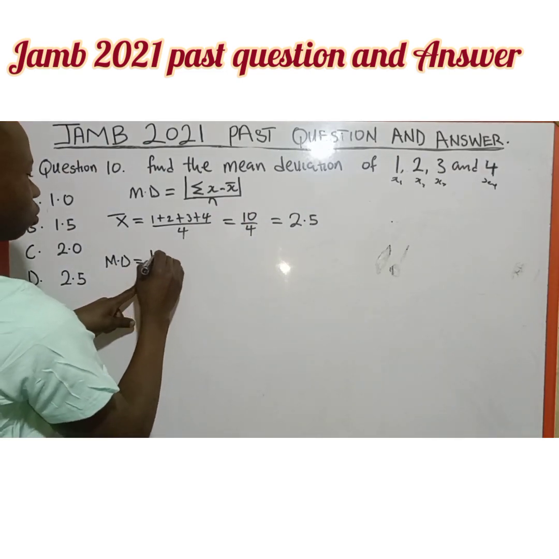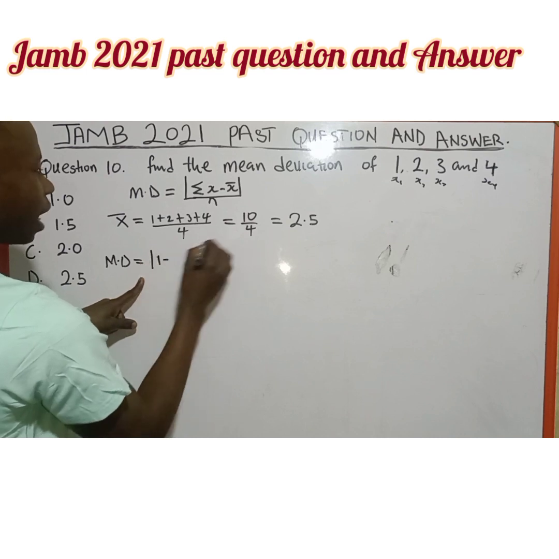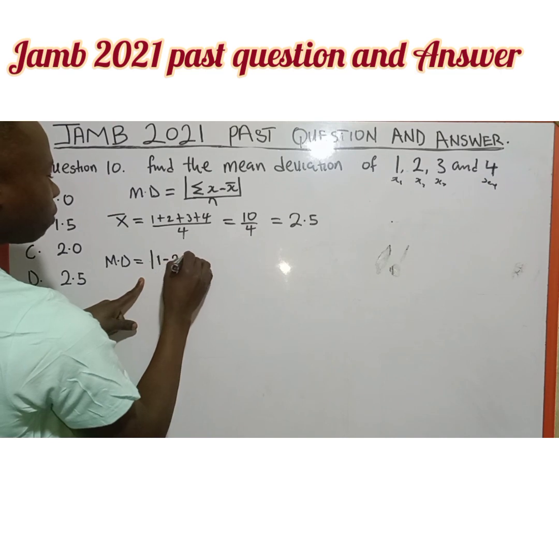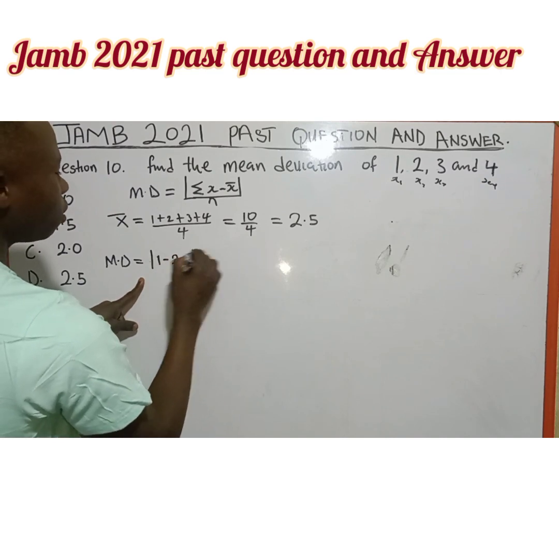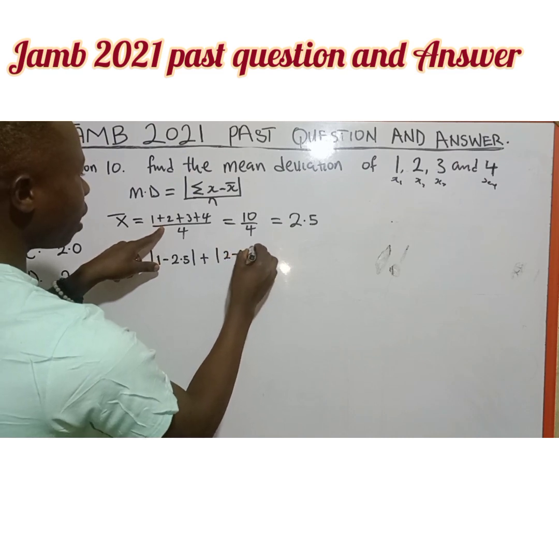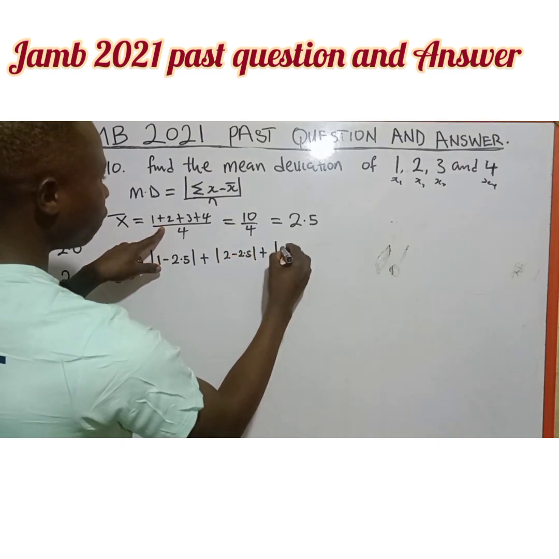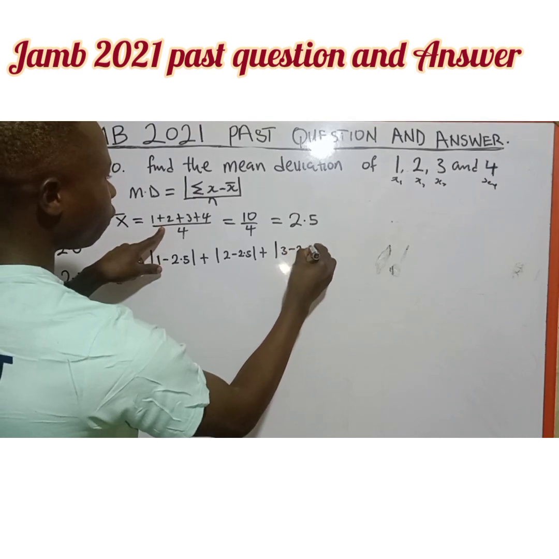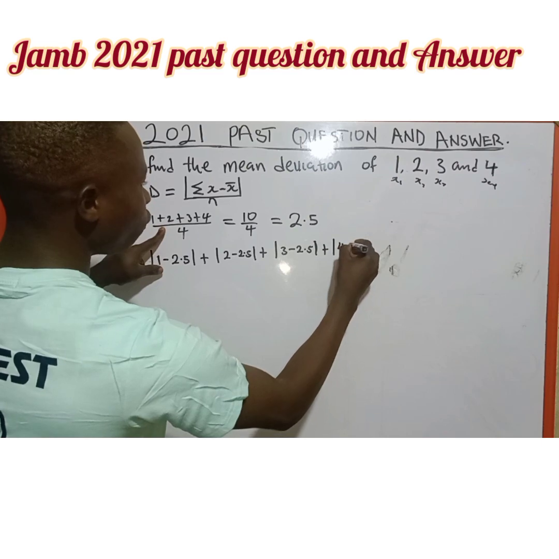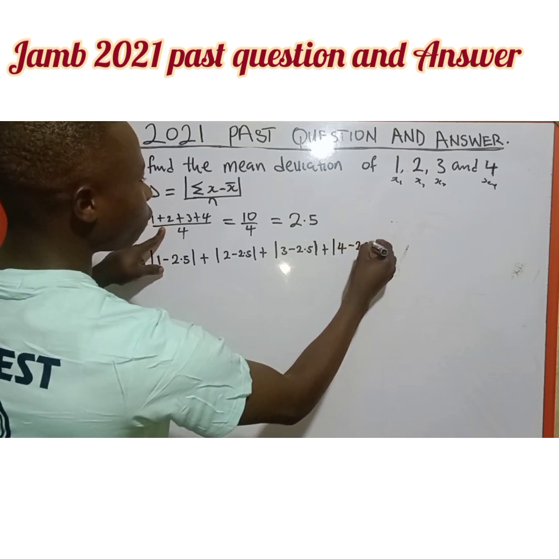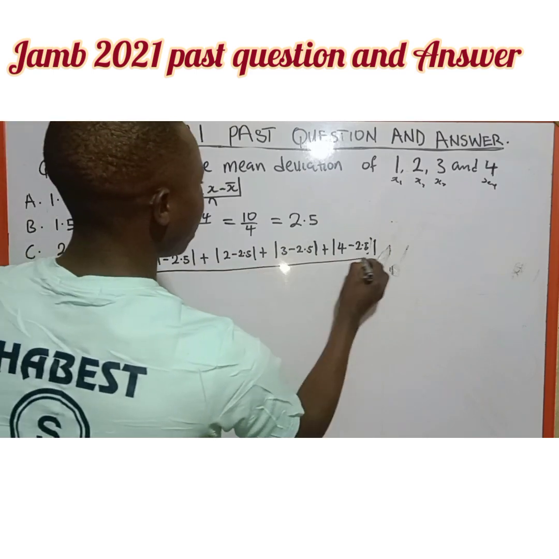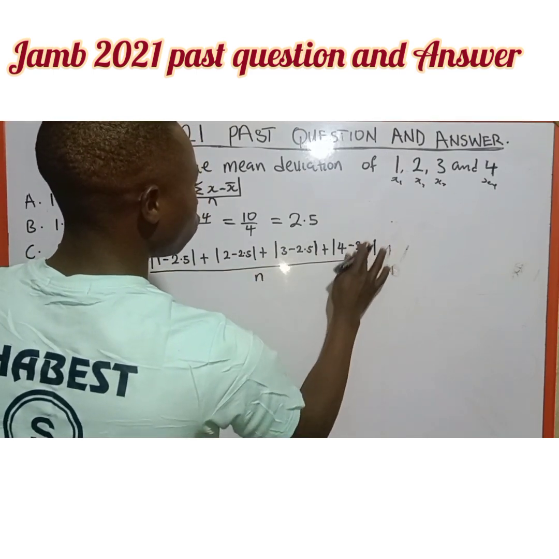So we have absolute value of 1, then minus, the formula has minus S bar, which is 2.5, then plus absolute value of 2 minus 2.5, then plus absolute value of 3 minus 2.5, then plus the last one, which is absolute value of 4 minus 2.5. Then everything all over N, where N is equal to 4 here.